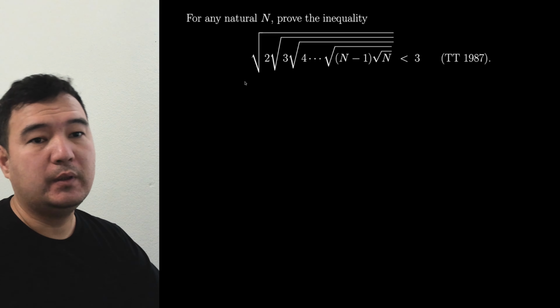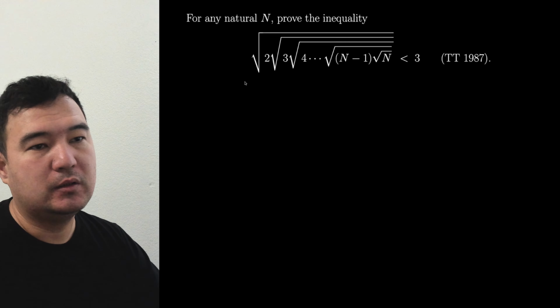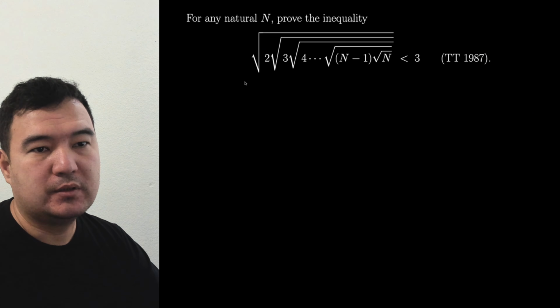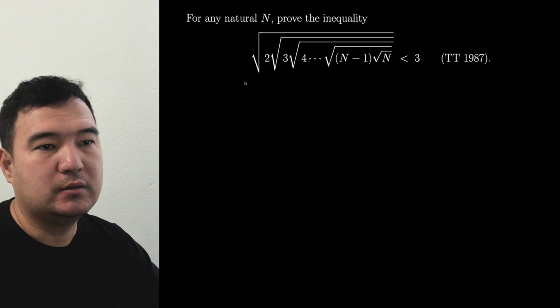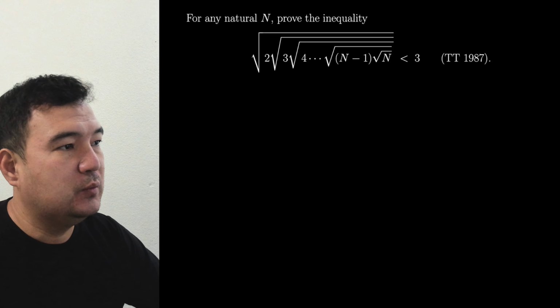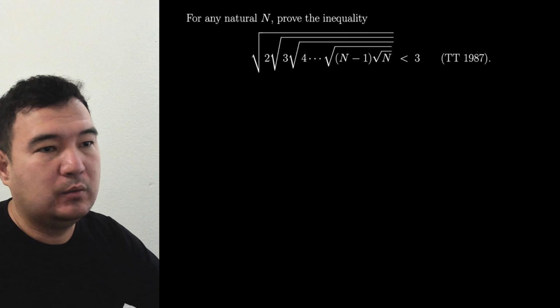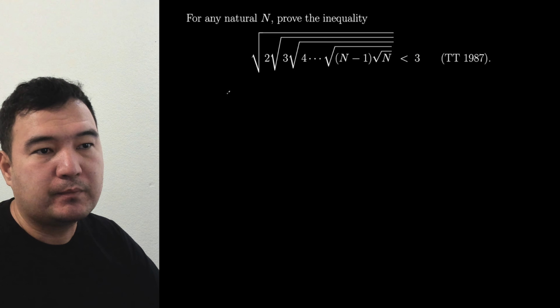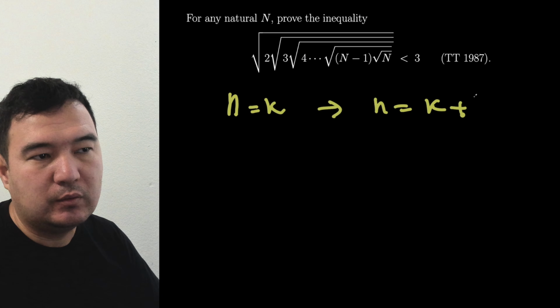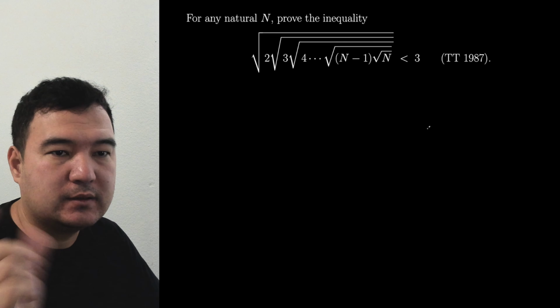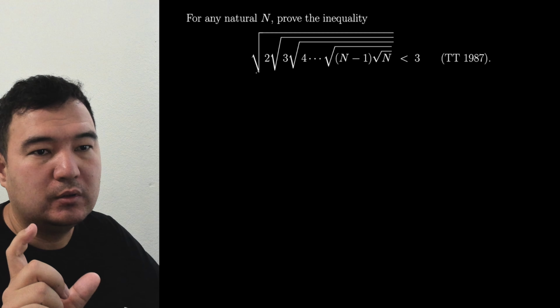To prove the following inequality, we can use induction in reverse order. So this is going to be a different style of induction. For induction, we usually do the following: we try to prove that if the statement is true for n equal to k, it's true for n equal to k plus 1, right? So that's the general usual induction.